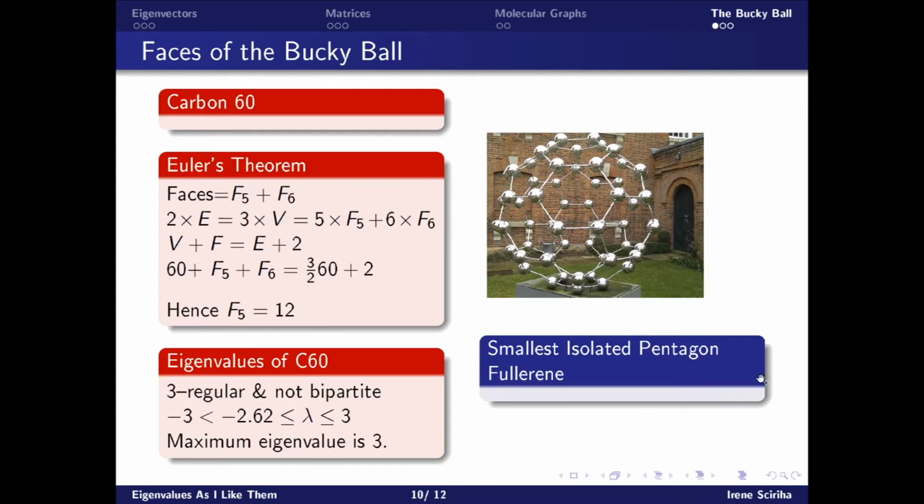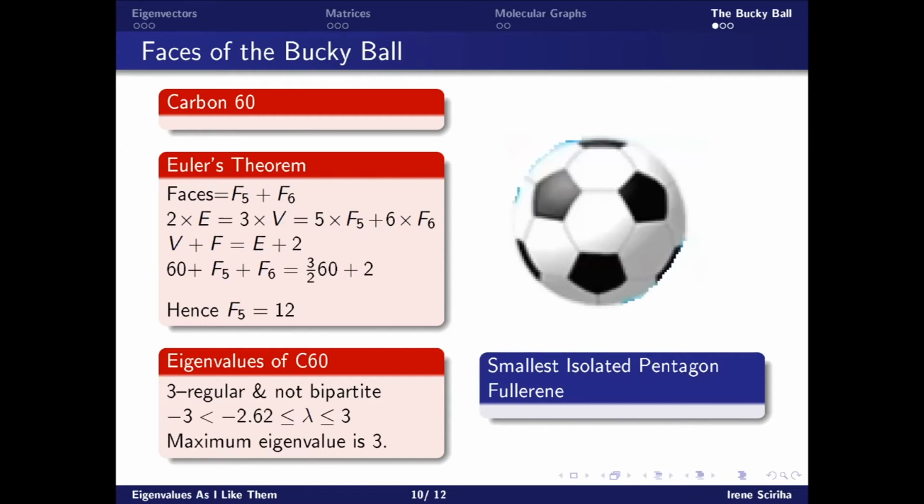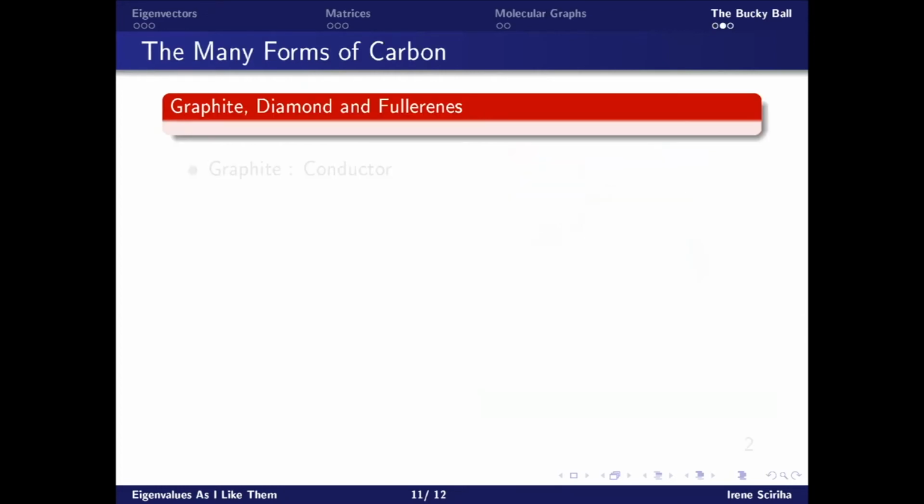Or isolated, this is the same shape, the football, with 12 isolated pentagons, 12 5s, 60. So 60 is the smallest stable carbon fullerene.